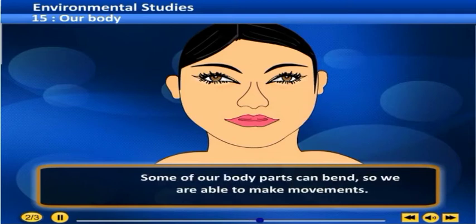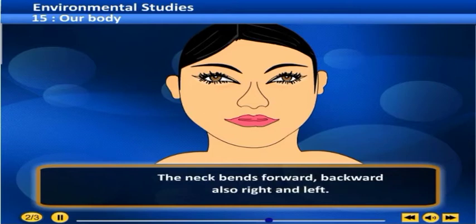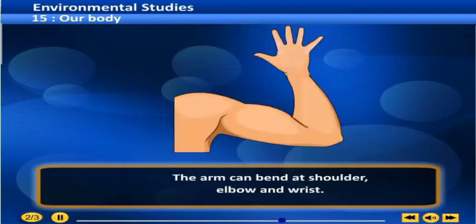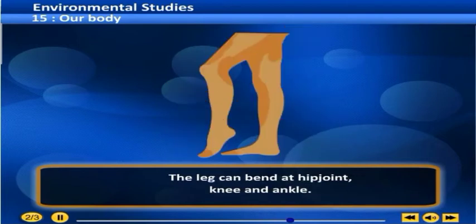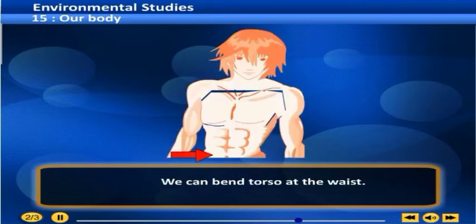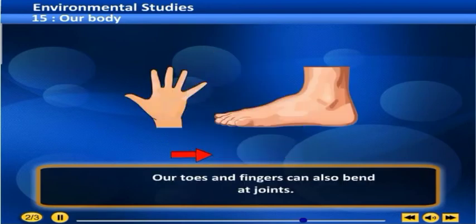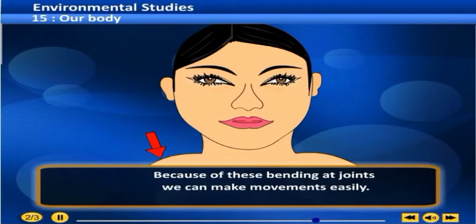Some of our body parts can bend, so we are able to make movements. The neck bends forward, backward, also right and left. The arm can bend at the shoulder, elbow and wrist. The leg can bend at the hip joint, knee and ankle. We can bend the torso at the waist. Our toes and fingers can also bend at joints. Because of this bending at joints, we can make movements easily.